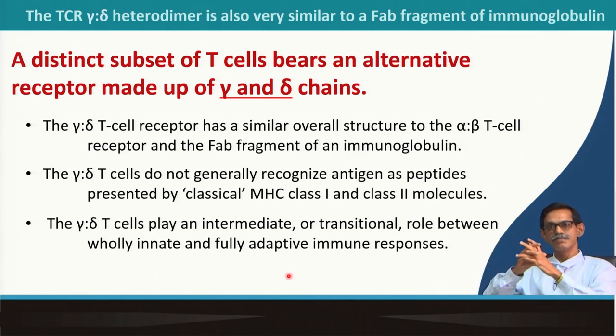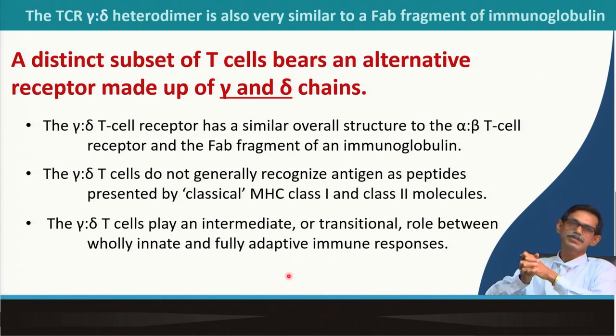Now, we talked about the alpha beta T cell receptor. Okay. So, T cells not only have the alpha beta T cell receptor, there is another kind of T cell receptor which was actually discovered accidentally. Scientists were looking for the gene for the alpha subunit, the alpha chain gene and protein, and while they were looking for different alpha subunits of the T cell receptor, the gamma receptor was discovered and eventually the delta also came. Okay. But the gamma delta T cell receptor has a similar overall structure to the alpha beta T cell receptor, and it is also similar to the Fab fragment of an immunoglobulin.